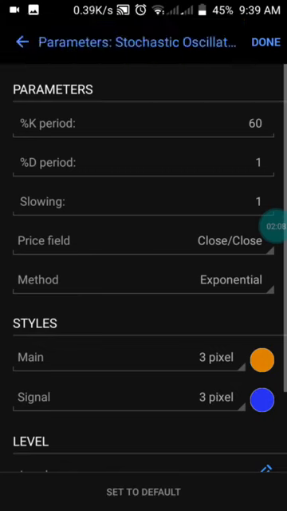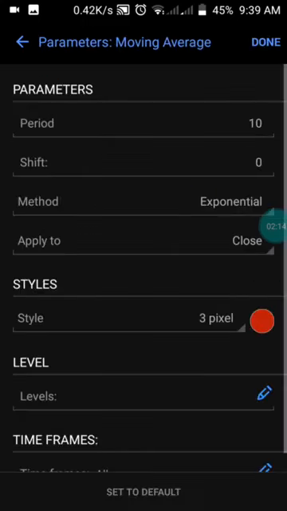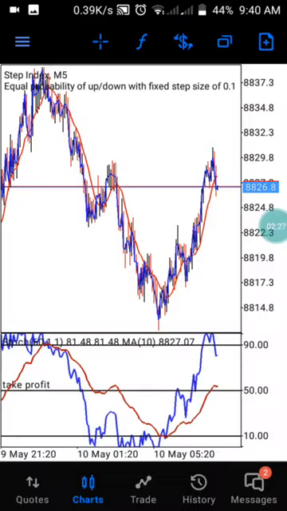When you do that, you press done here, and you'll have the last moving average in window 1, which is a moving average with a period of 10. We have the shift of 0, the method is exponential, apply to close, and we have red as the color here. Then you press done. By doing this, you will have this same strategy on your phone like this.